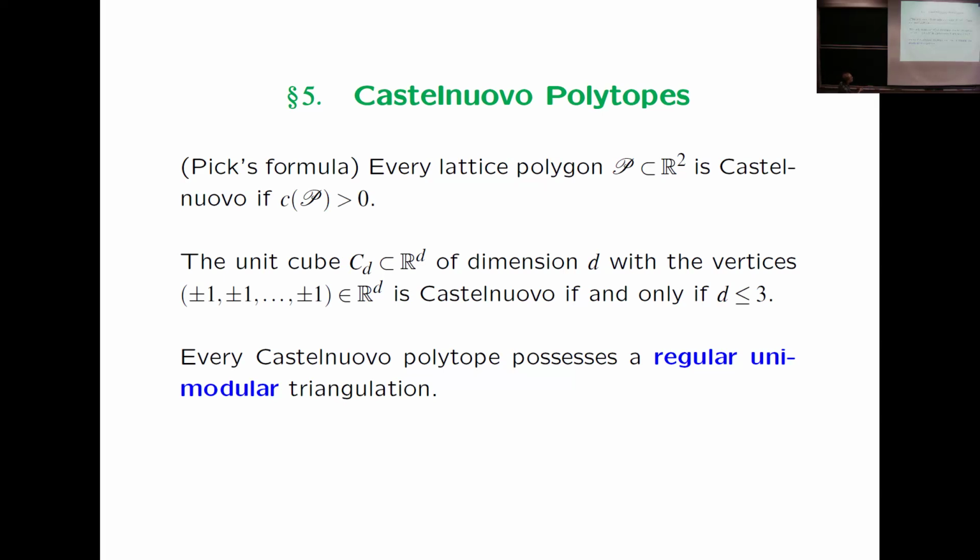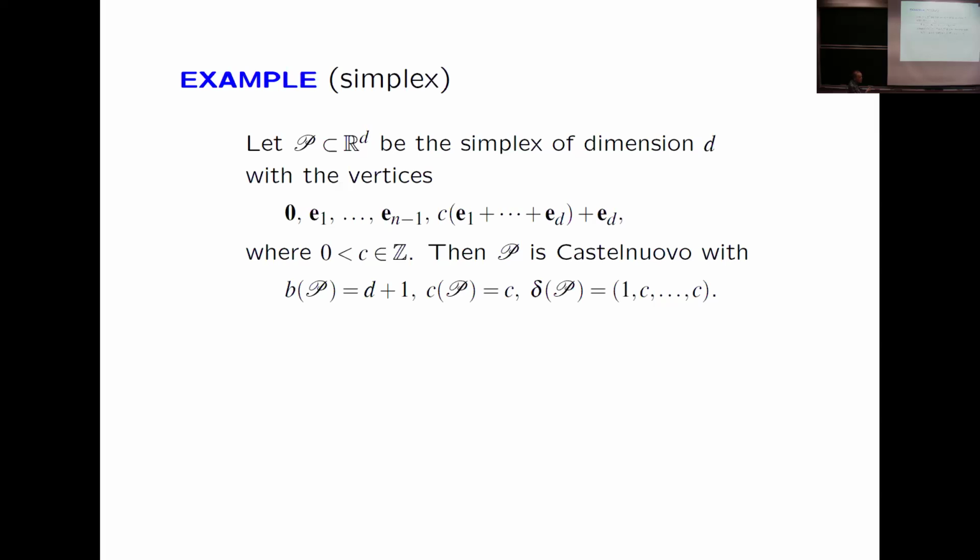To construct a Castelnuovo polytope is not so easy, but here is one example. A simplex of dimension D, where e_1, ..., e_{D-1}, e_D are the unit coordinate vectors in R^D, with vertices e_1, ..., e_{D-1}, and c times e_1 plus ... plus e_D, where c is a positive integer. Then P is Castelnuovo. In this case the number of boundary points is D plus 1, since this is just a simplex, and the number of interior points is c. So the delta vector is 1, c, c, c, c, c, c.